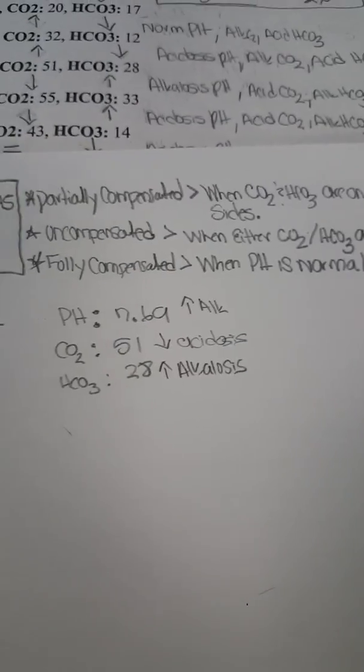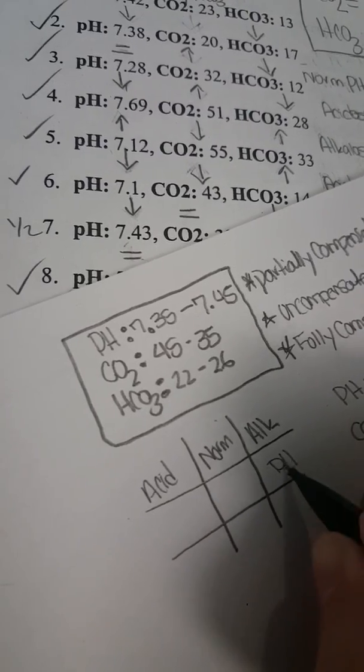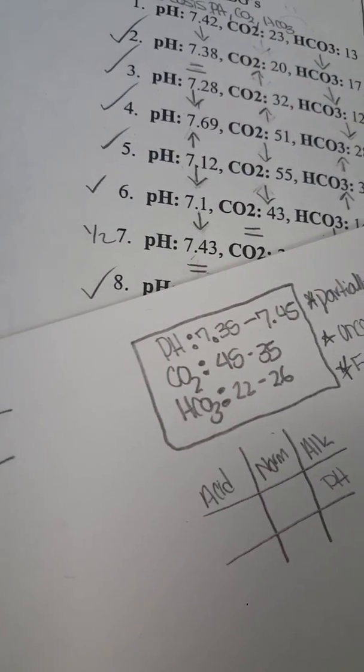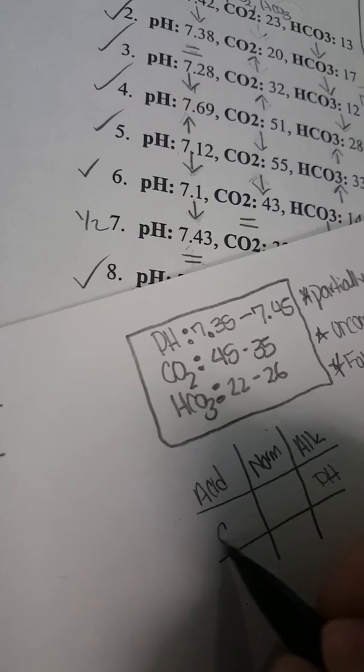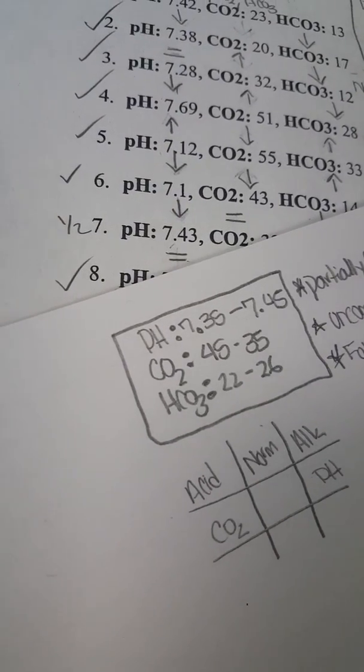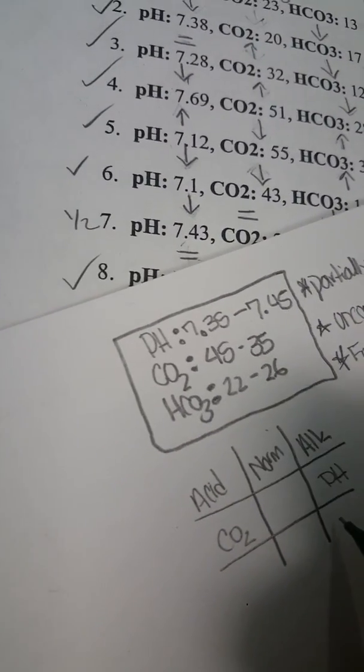Now we're going to input it. So the pH is alkalosis. The respiratory is acidosis. And the metabolic is alkalosis.